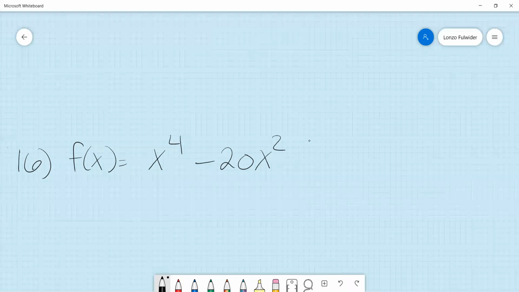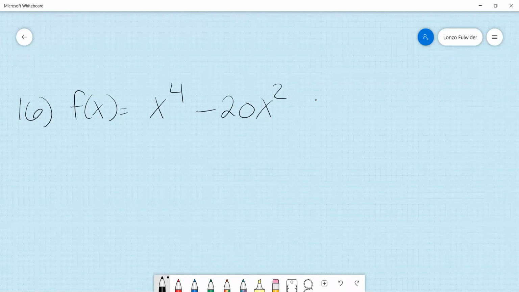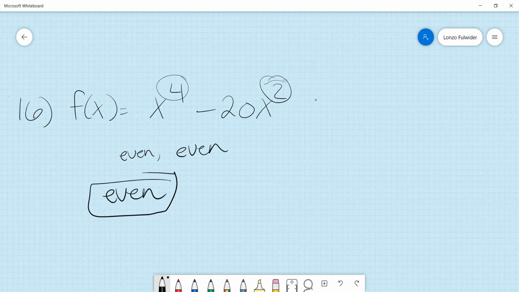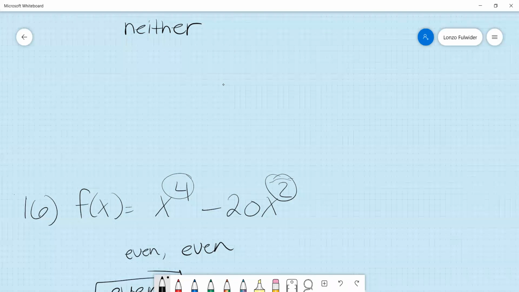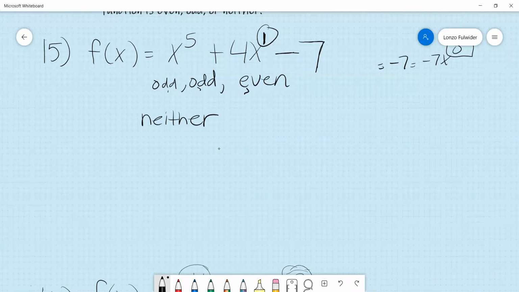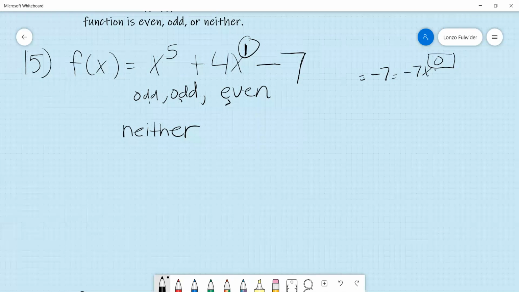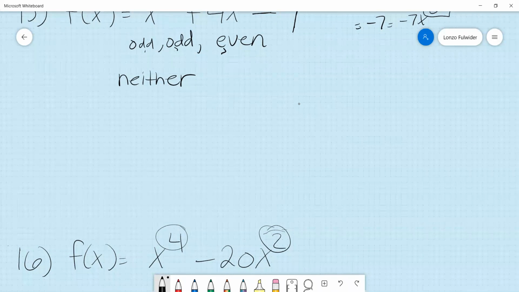Now let's look at this one. Let's look at the degrees: 4 and 2. 4 is even, 2 is even. So what does that mean? Your function is even. Simple, right? It's so much easier than plugging in a negative and figuring out if the outcome is odd. This is just way easier. Remember, if it's just a regular negative 7, our degree is going to be 0, and 0 is an even.